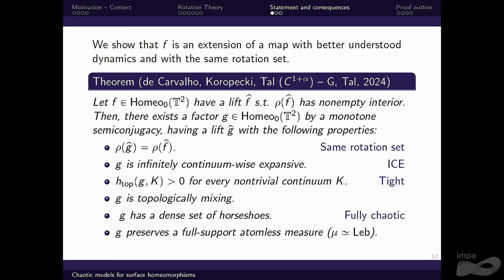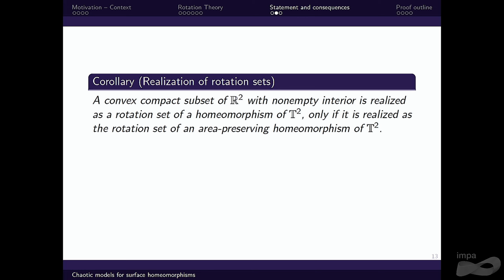Consequences. So a convex compact subset of R2 with non-empty interior is realized as a rotation set of a homeomorphism only if it is realized as a rotation set of an area preserving homeomorphism. What is this that I'm saying here? There's a question for rotation sets, which is: is this set realized as a rotation set of a homeomorphism? So what we're saying is, it is only if it is realized by something which is area preserving. So smaller family to look in.